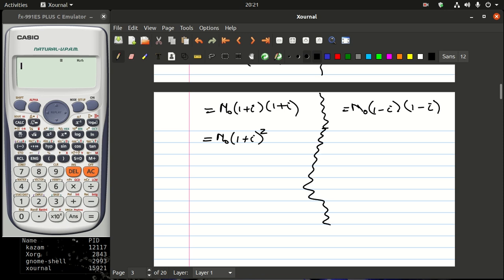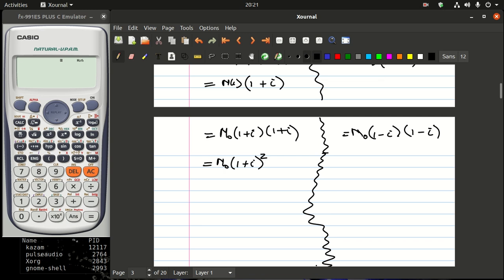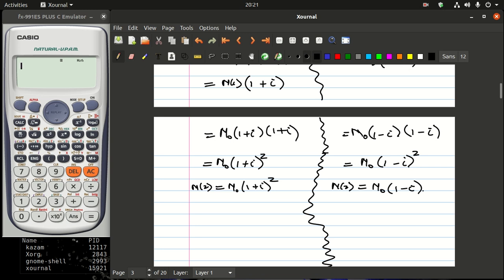Let me go down. I'm trying to divide this page here. And then this side, we end up having n0, and then we have 1 minus I all raised to 2. If you continue here, let me just say, n of 2 is equal to n0, 1 plus I to the power 2, and then n of 2 this side, we have n0, we have 1 minus I raised to 2. Right.